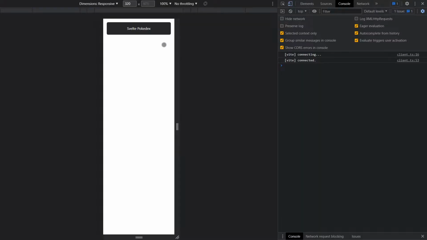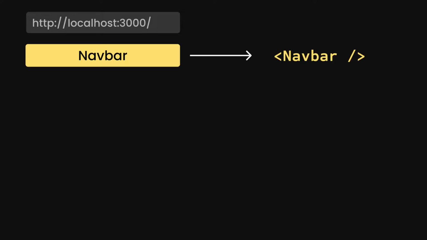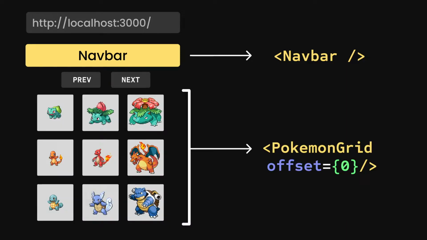Looking good. Now let's discuss the overview of how the flow of our homepage is going to be like. We have our navbar at the top with a link that navigates us to the homepage. We will have two buttons, previous and next, which will be responsible for changing the page. Then we have our PokemonGrid, which will list 20 Pokemons per page. It will take offset as prop.